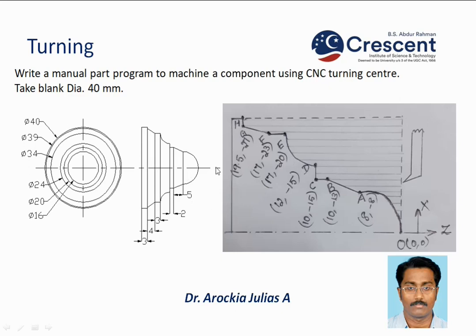The cross section has been taken. It's a cylindrical component, and we take only one cross section. Even for the programming we are going to use only this cross section. First we have to understand the coordinate system. Here in turning we use the x and z coordinate system. Z represents the length of the rod and x represents the dia of the rod. Here it is given that we have a blank of 40 mm and the outer dia of this component is also 40.